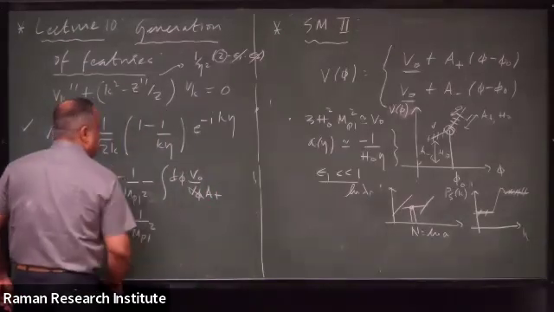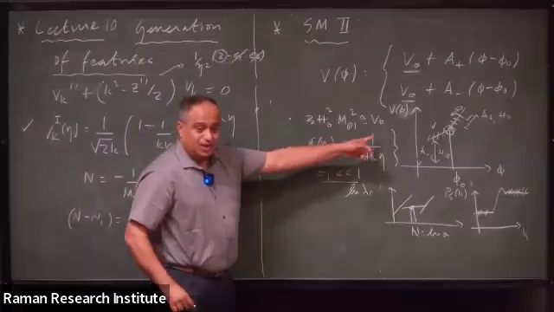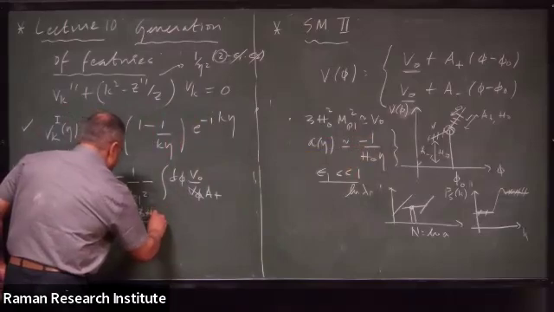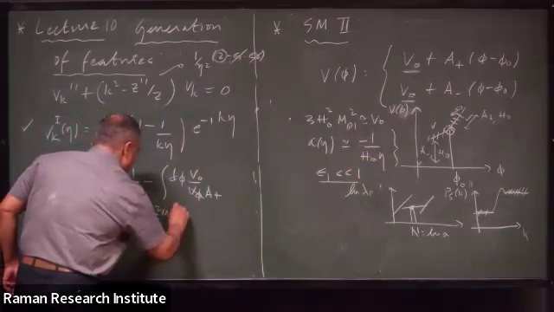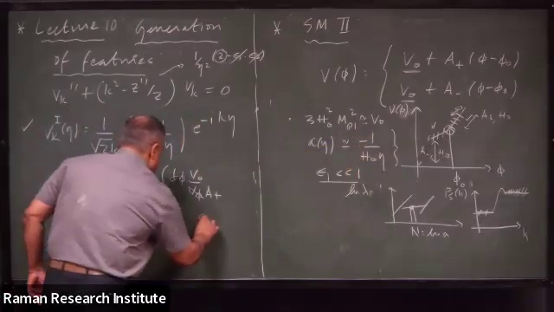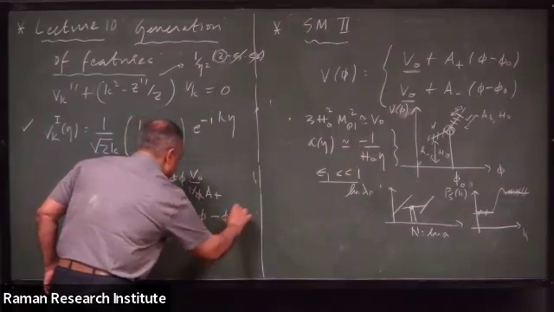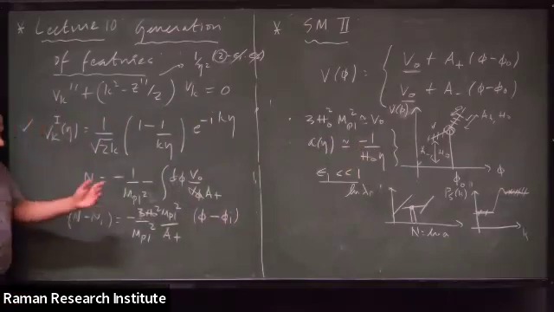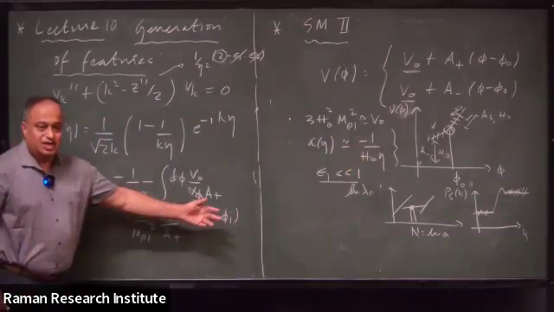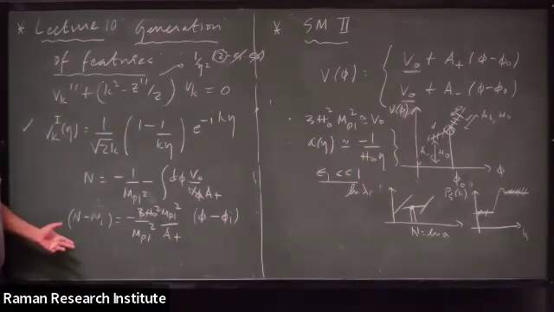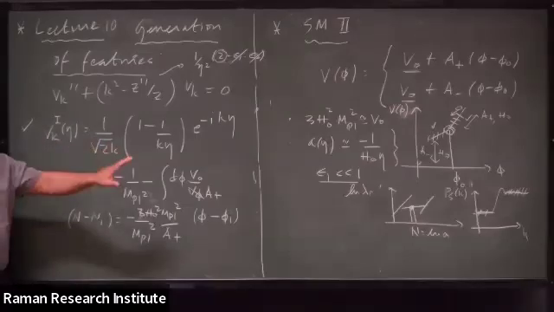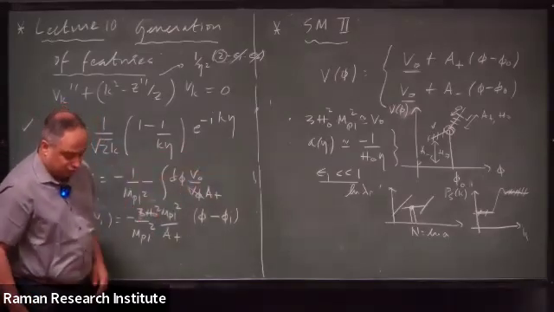V naught, but V naught is 3H naught squared M_Pl squared, right? So I can write this as 3H naught squared M_Pl squared. What is it? This becomes phi minus phi_i by A plus. This is my solution. I just have to write it the other way around. I have a solution phi as a function of n. Is that clear? This is until the field reaches that place where the slope changes.